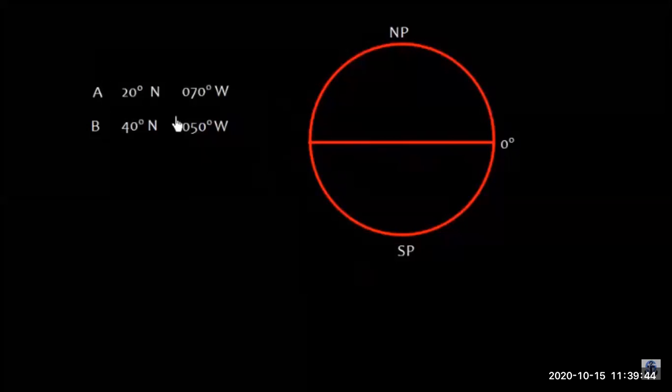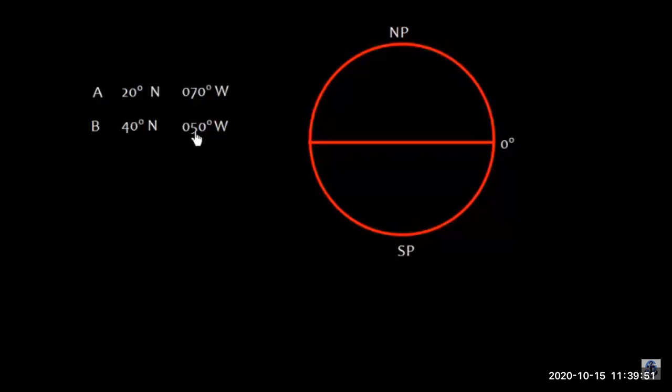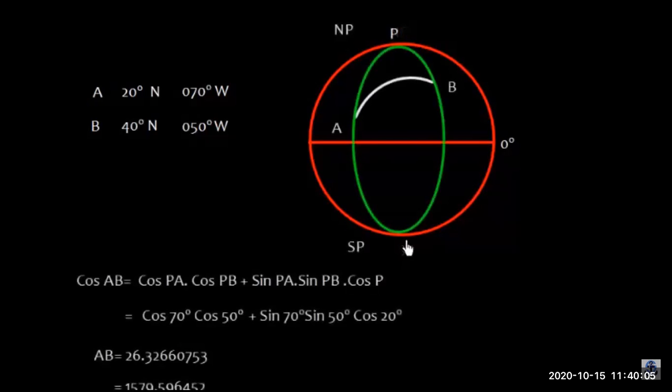So let's see one more example. We have position point A 20 degrees north, 70 degrees west, and point B 40 degrees north, 50 degrees west. So we will plot this example: North Pole, South Pole, equator, east, west. We need to find the great circle distance between these two positions and the initial and final course. For that we need a cosine formula, which is used for finding great circle distances and courses.